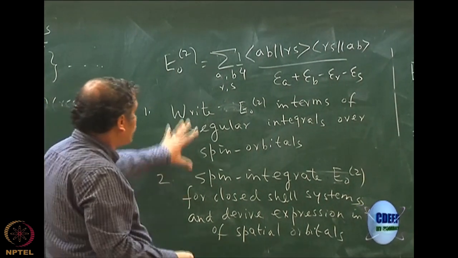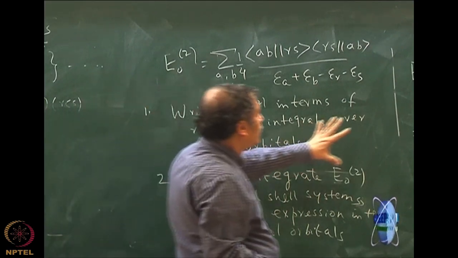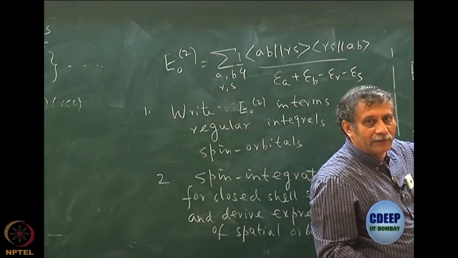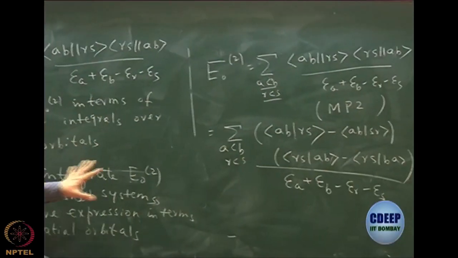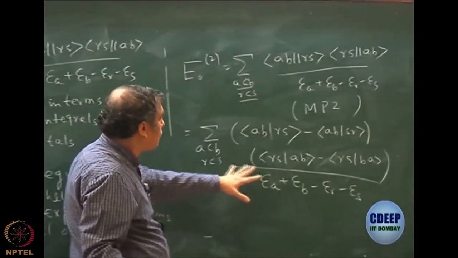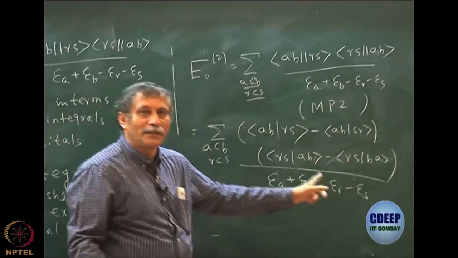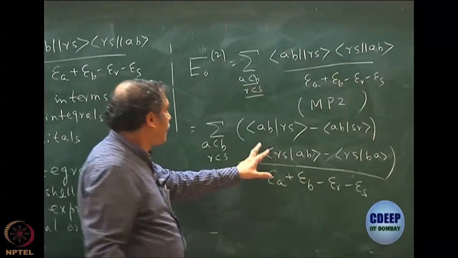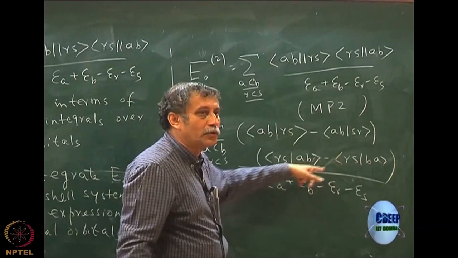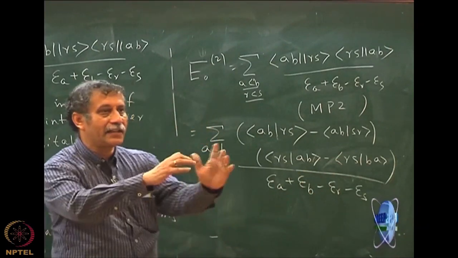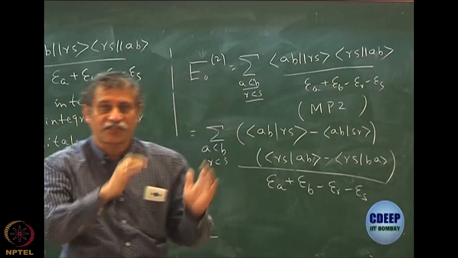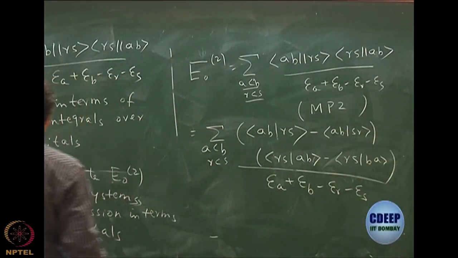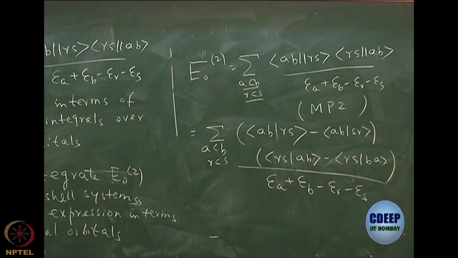So first write this, it will become easy. Don't try to spin integrate directly from here. I'm just telling you, it's okay, you can do it. I have not completed this, because I have written it just in the long form. So simplify this by recognizing that there are two sets of terms. One is like a regular Coulomb kind of thing. One will involve an exchange in the 2V. And then, first write this.